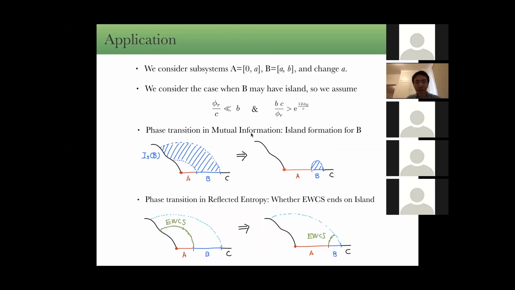So in this case, both mutual information and the reflected entropy undergo a phase transition. So for the mutual information, when the subregion A is small enough, this subregion B can have the island.